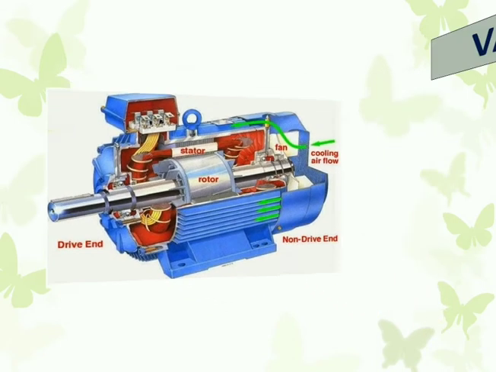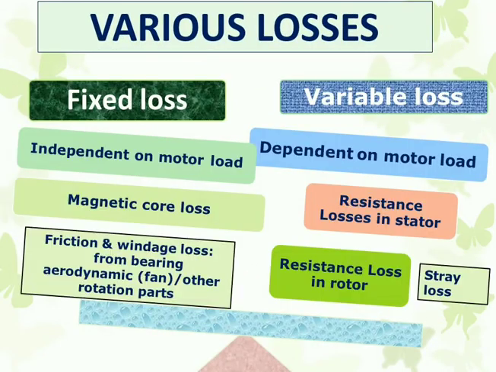Next, we are going to see how to calculate the various losses. So we said the fixed losses are independent of the motor load: magnetic core loss, friction and windage loss, that is from the bearing, from the fan and other rotating parts, basically the shaft.